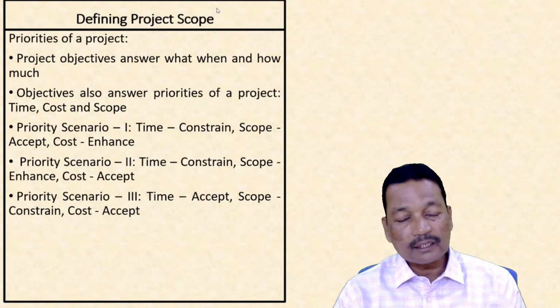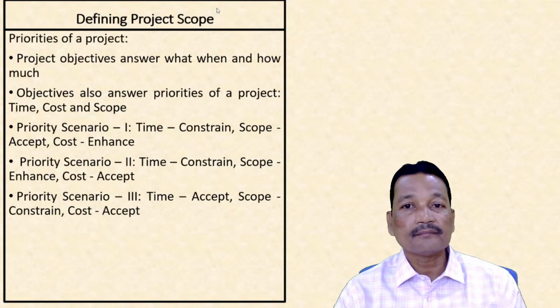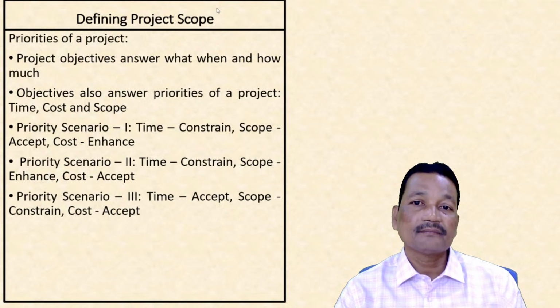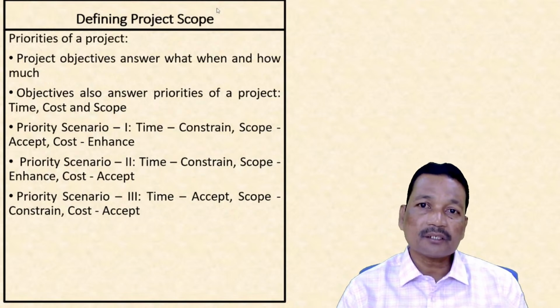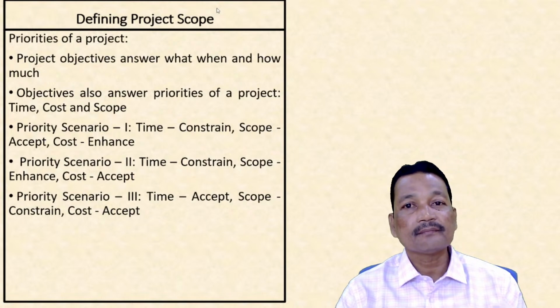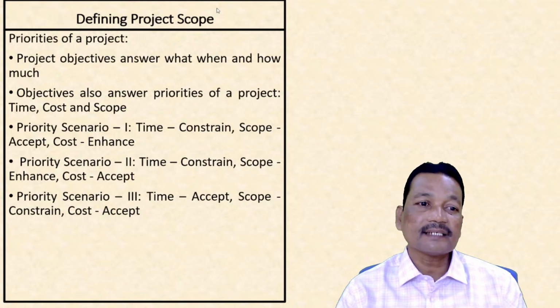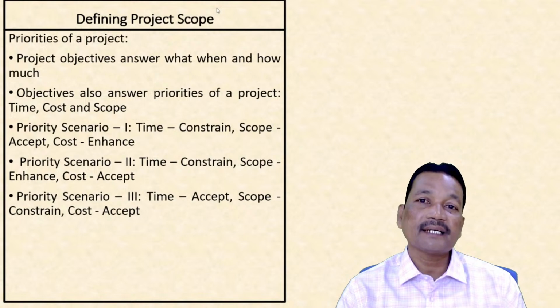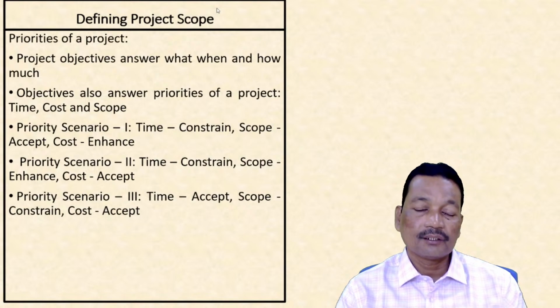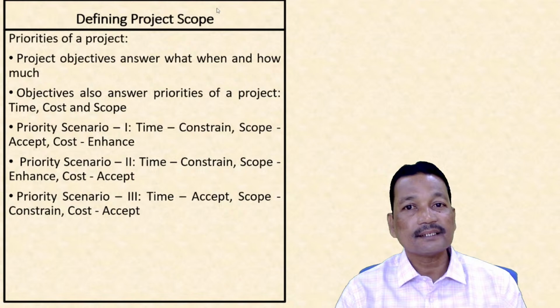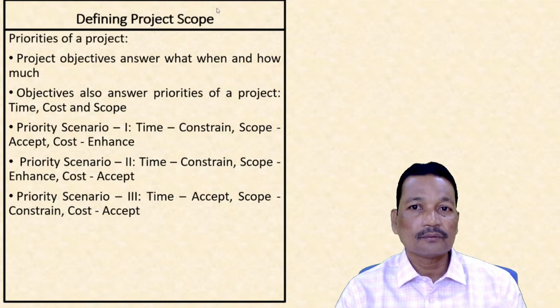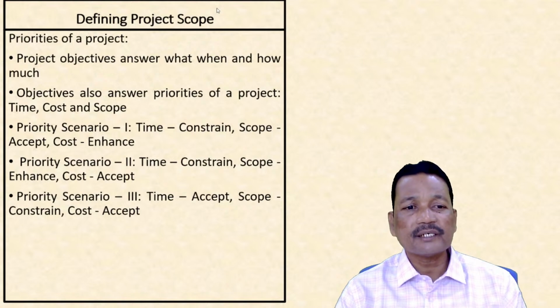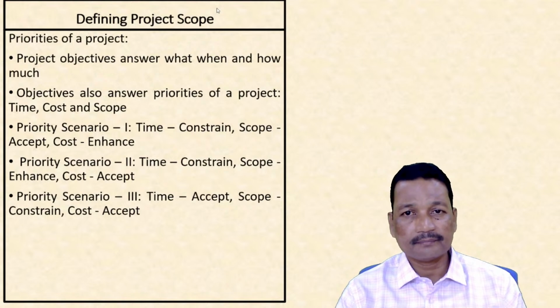As one by one segment of the society gets the benefits, some other segments of the society start asking for the benefits. So here the scope gets enhanced. And since it is a developmental work or social project, mostly we accept it.